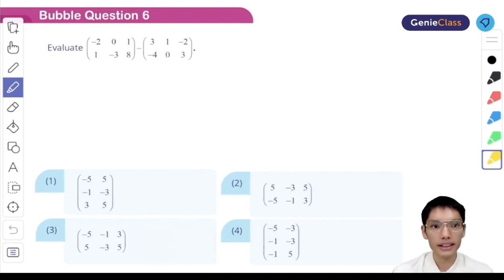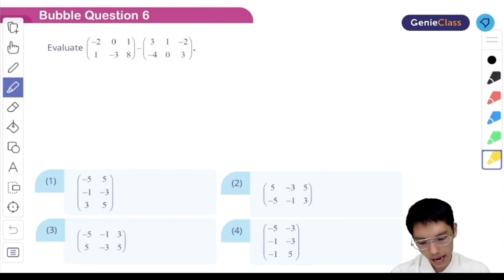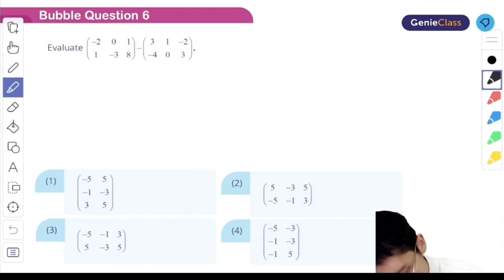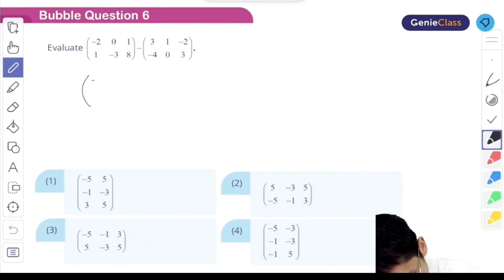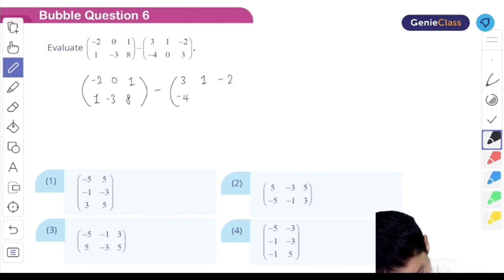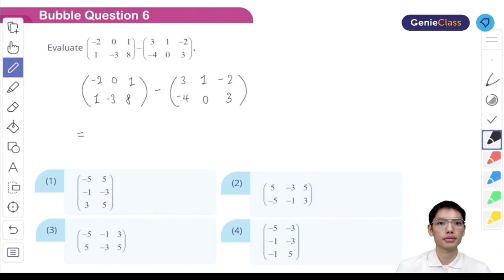Remember, don't convert my elements. Just evaluate as what they are. -2, 0, 1. 1, -3, 8. Minus. Now it's subtraction. It will still follow the same way. Let's see how you guys evaluate this.